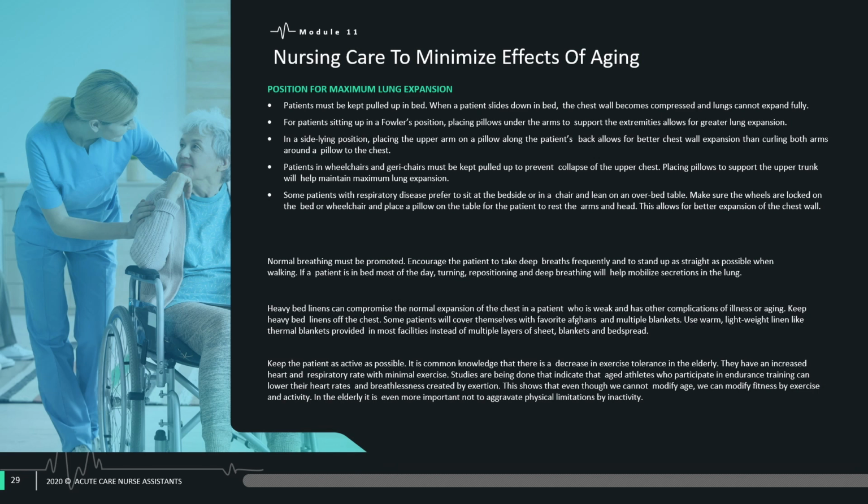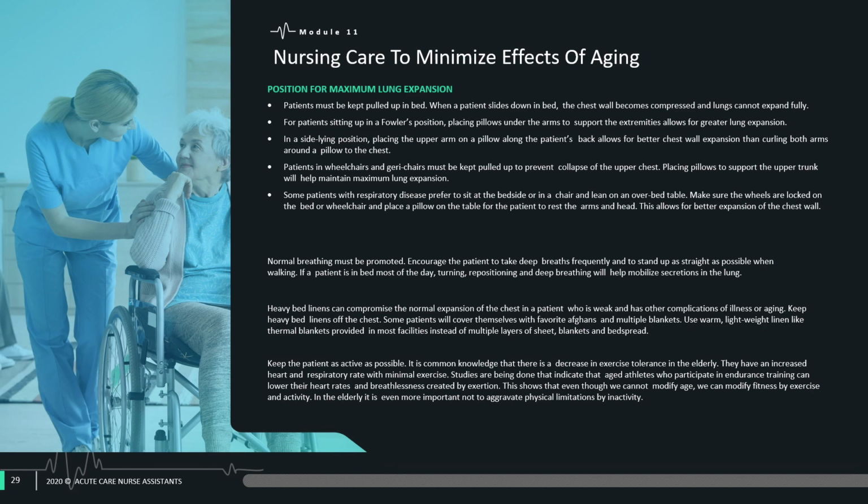For patients sitting up in a Fowler's position, placing pillows under the arms to support the extremities allows for greater lung expansion. In a side-lying position, placing the upper arm on a pillow along the patient's back allows for better chest wall expansion than curling both arms around the pillow to the chest. Patients in wheelchairs and geri chairs must be kept pulled up to prevent collapse of the upper chest. Placing pillows to support the upper trunk will help maintain maximum lung expansion.